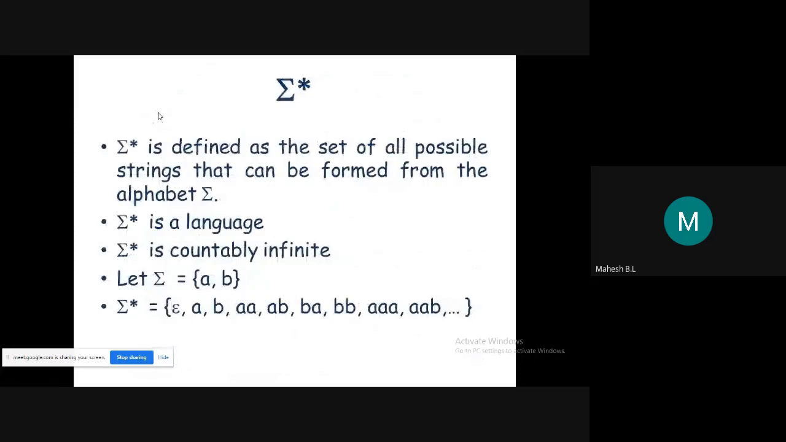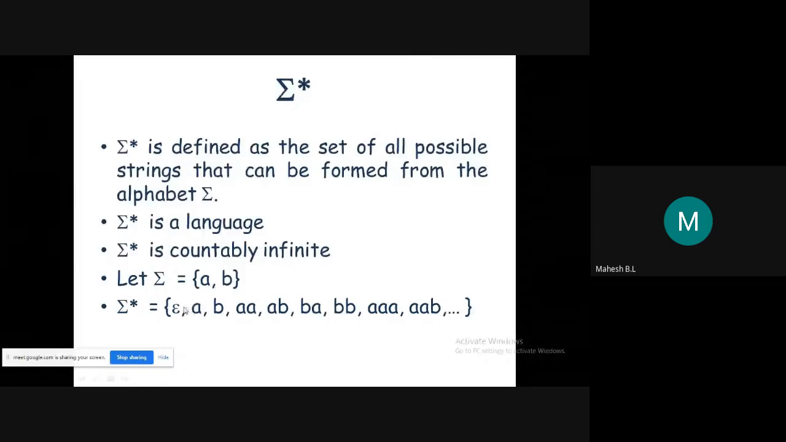Okay. Next, sigma star. So sigma star is defined as the set of all possible strings that can be formed from the alphabet sigma. So sigma star is a language. Sigma star is countably infinite. So consider sigma is equal to a comma b. So with this alphabet, which all strings can be formed? All of them belong to the set sigma star.